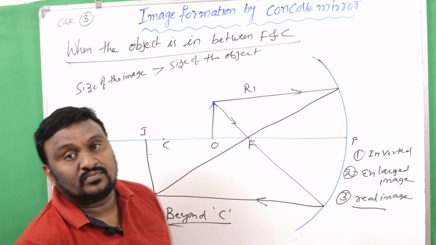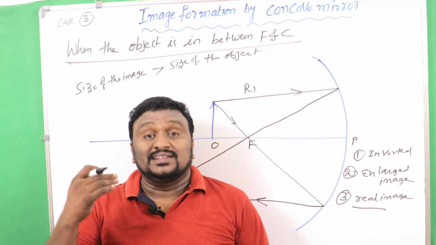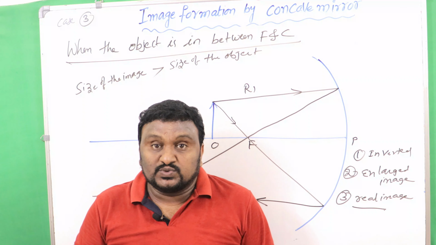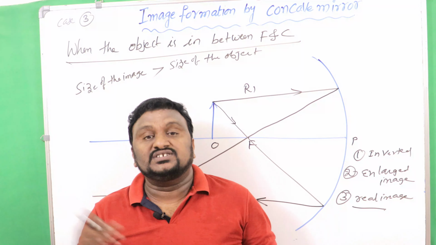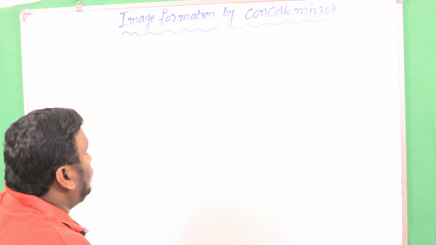So got it, children? When the object is between F and C, then the image is formed beyond C. And the nature of the image is what? Real, inverted, and enlarged image. Clear? See the next one.